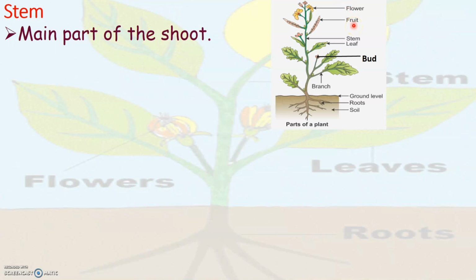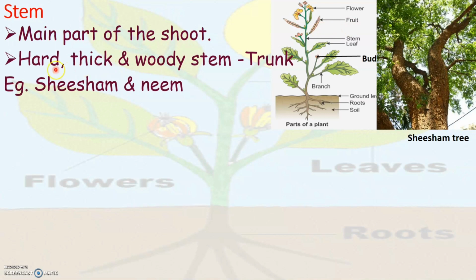Different plants have different types of stems. Some of the plants have stems which are hard, thick and woody. Such stems which are hard, thick and woody are called the trunk of the plant. Shisham and neem are some examples of those plants which have hard, thick and woody stem. As you see here in the picture, hard, thick and woody stem, which is otherwise called the trunk of this tree.